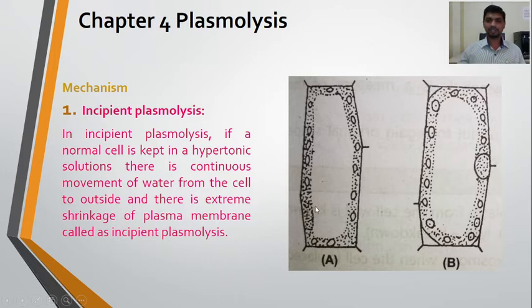So here we can see the result of incipient plasmolysis, where if a normal plant cell has been put in a hypertonic solution, then water comes out of the cell into the outer solution. There is a shrinkage of the protoplasm. Here at the corners we can see the protoplasm shrinks due to the loss of water by exosmosis. This stage is called incipient plasmolysis.